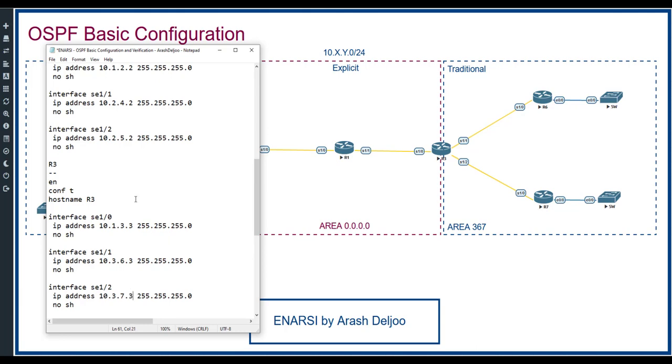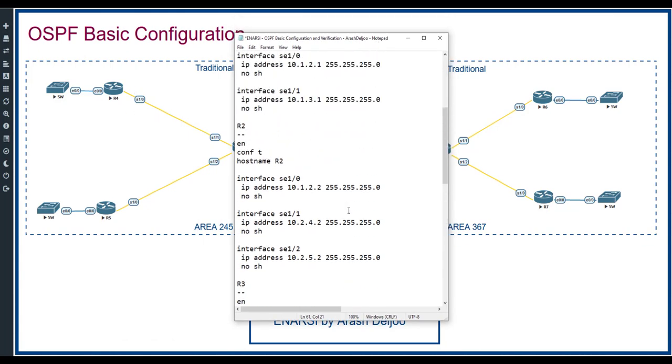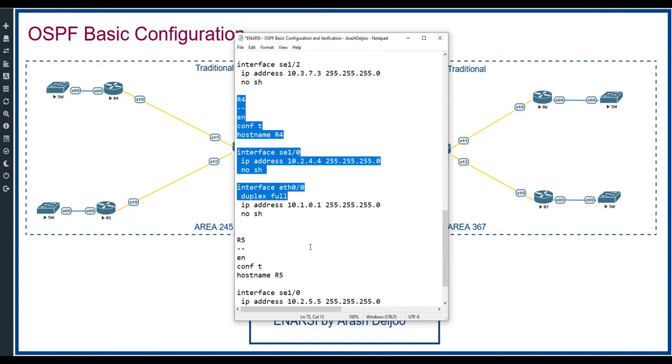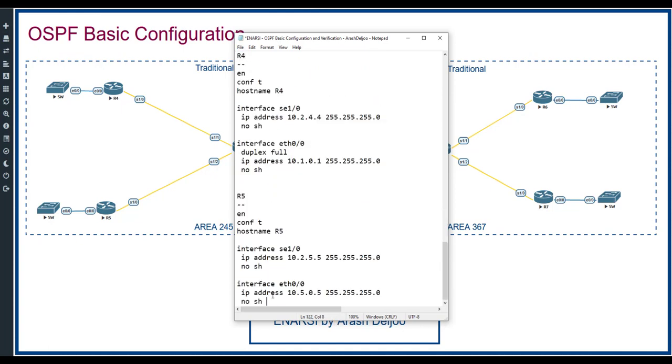That's it. After that, let me configure R6 and R7. For R6 and R7, we can use the configuration of R4 and R5. Because of that, let me copy the configuration of these two routers. This is the R4 and R5 configuration, first for R6, second for R7.